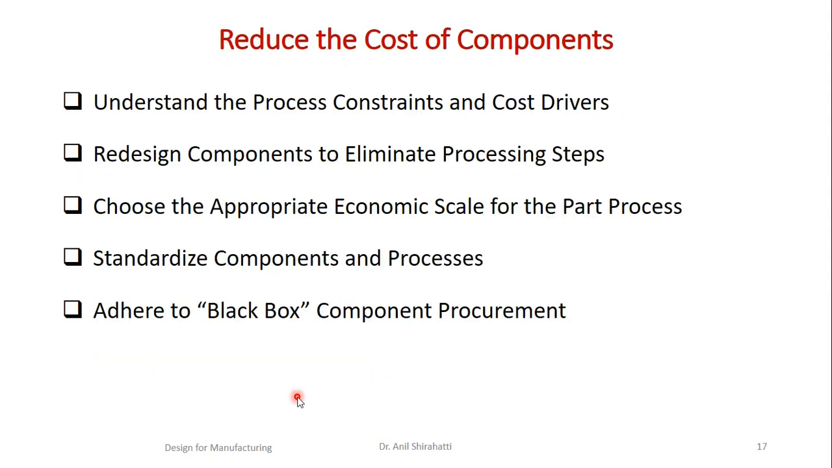So how can I reduce the cost of the component? The cost of the component can be reduced by understanding the process constraints and the cost drivers. We will see all these steps one by one. Redesign the component to eliminate process steps. Choose the appropriate economic scale for the part process. Standardize components and processes. Adhere to black box component procurement. So these are the five steps you can follow to reduce the cost of a component.